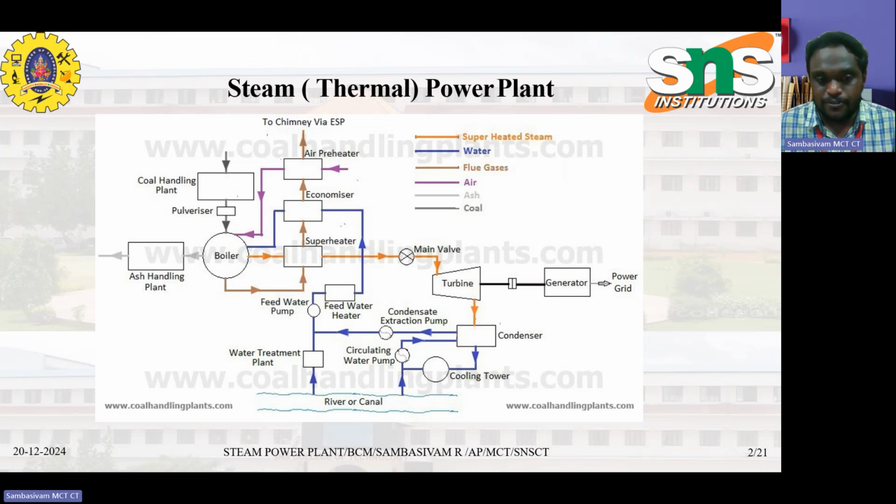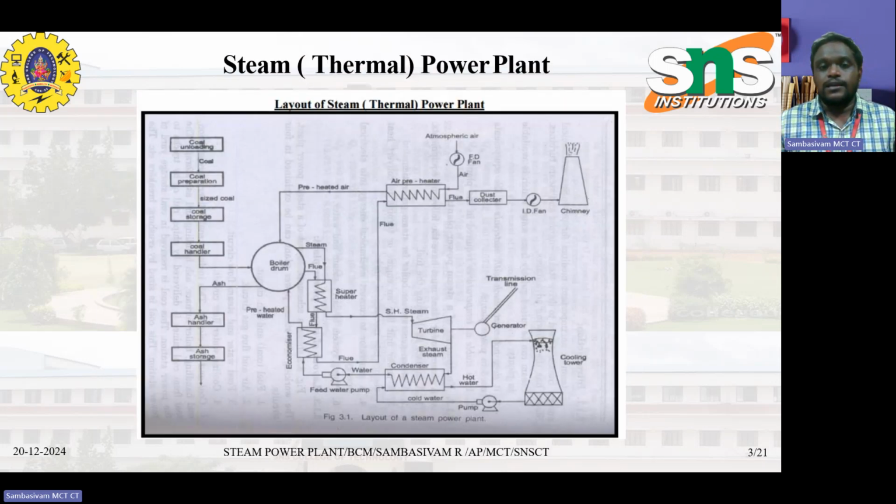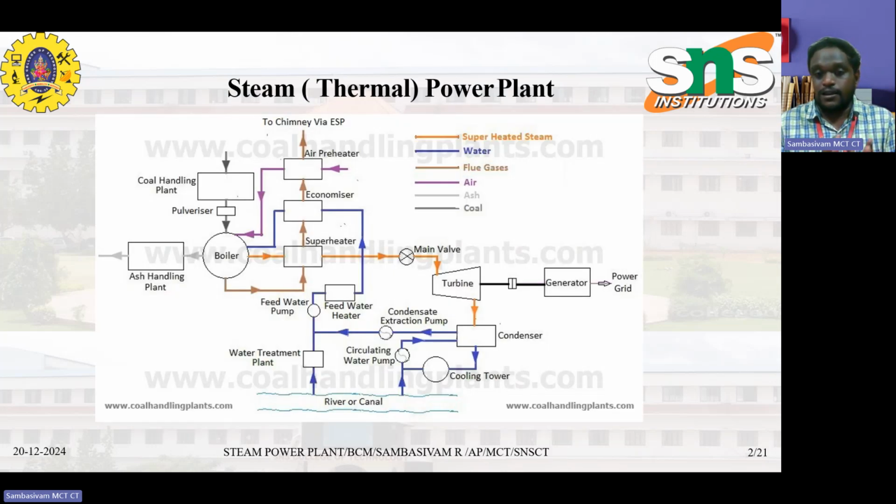The burnt fuel flue gases from the furnace pass through the superheater, economizer, and preheater. The heat of the flue gases is used to heat the steam in the superheater to its dryness, to heat the feed water in the economizer before entering the boiler, and to heat air from the atmosphere in the air preheater before it enters the furnace. The ash from the furnace is transferred to the ash handling plant and finally to the ash storage. This is how the cyclic process is done. The basic layout is given in the following picture, which represents how it has been developed and how it has been transferred. So this video is about the steam power plant.